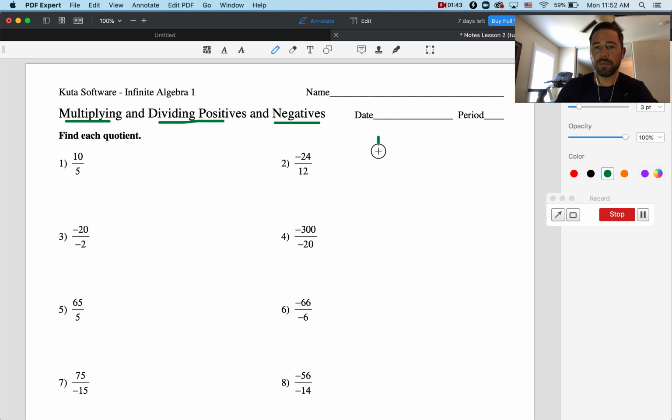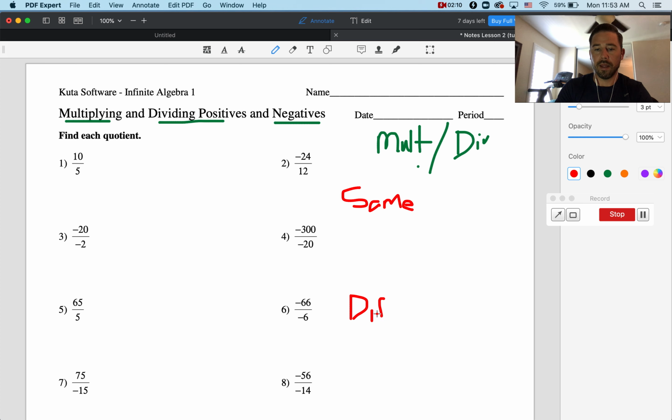Now, let's take some notes here real quick. When we're multiplying or we're dividing, it doesn't matter, it's the same principles. Except my writing is just trash right now. See, we've got some options. You can either have the same signs, or you can have different signs. Okay? And I'm going to make this so simple for you kids to understand.